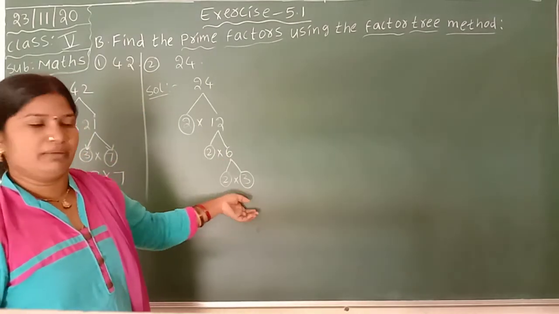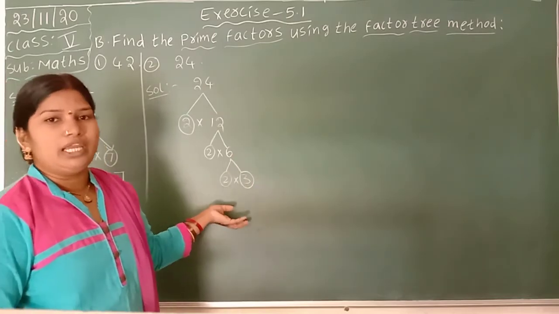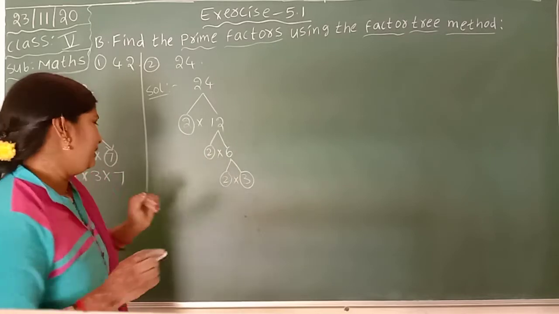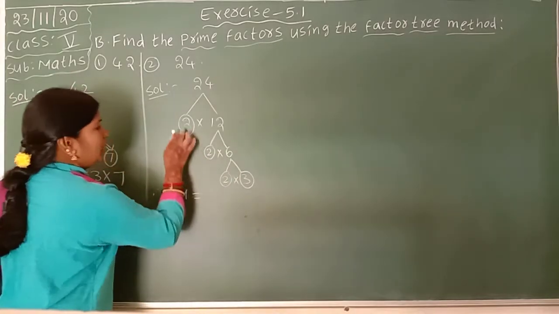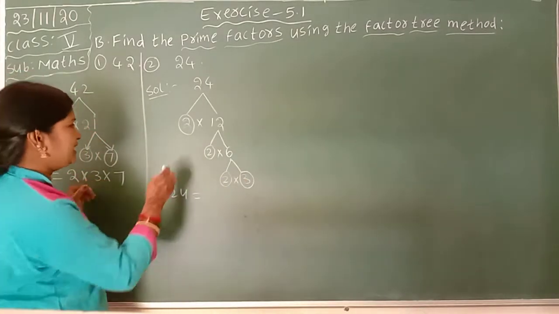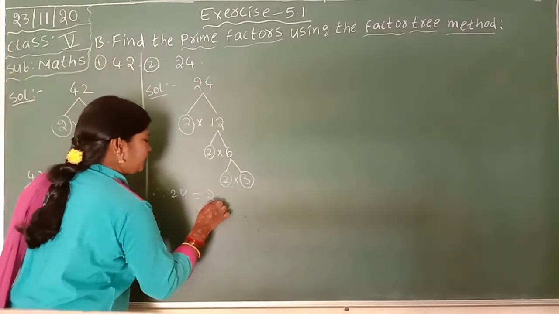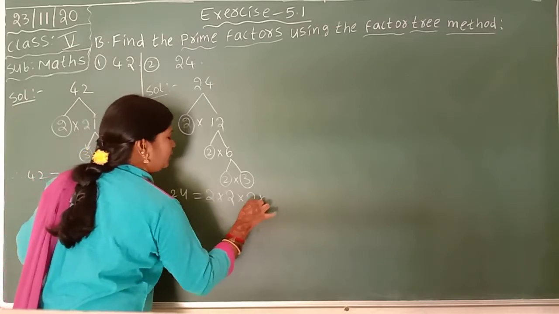3 is also a prime number. 2 ones are 2, 3 ones are 3. So here you can stop the multiplication. Therefore, 24 is equal to only the circled numbers, which you should write using the multiplication symbol: 2 into 2 into 2 into 3.